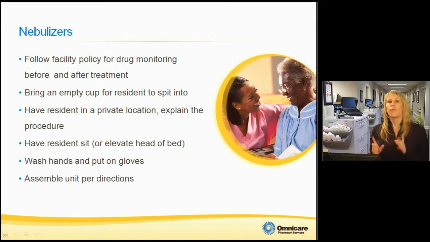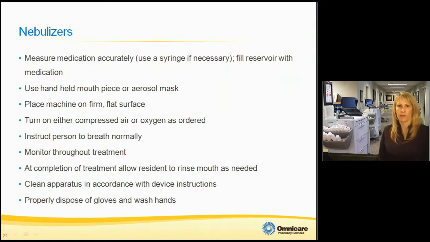Nebulizers are very similar, but you might want to think about the facility policy for drug monitoring before and after treatment, because that can vary. Again, you're bringing in the empty cup for someone to spit into, and make sure you're assembling the unit per the manufacturer's directions. We have those little vials, like Xopenex, albuterol, ipratropium, those kind of things, and those are measured pretty accurately, so you can just get in there and fill the reservoir. But if you don't happen to have those, you might need to use a syringe, or if you're using a different dose, to measure up that dose accurately so that you can fill the reservoir.